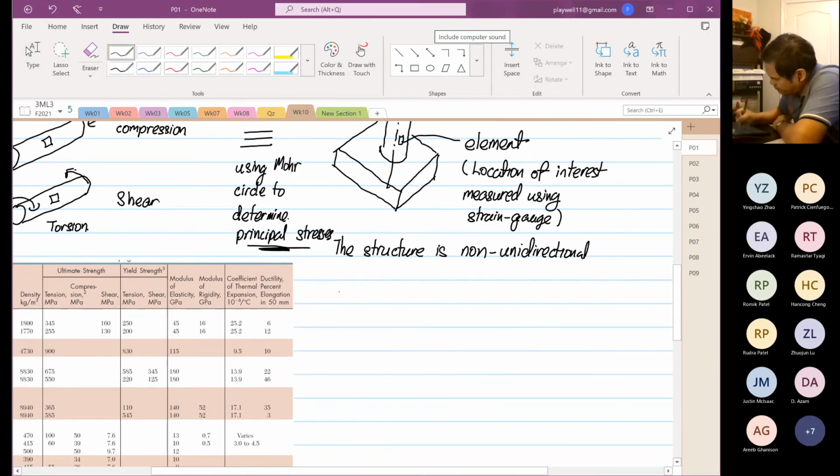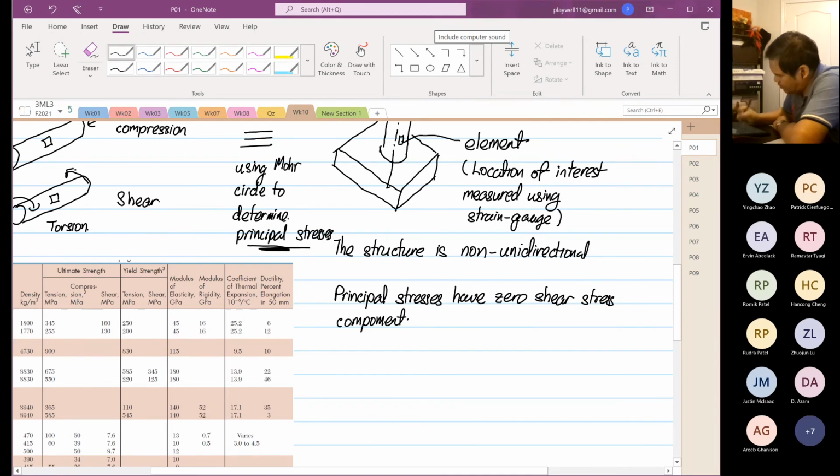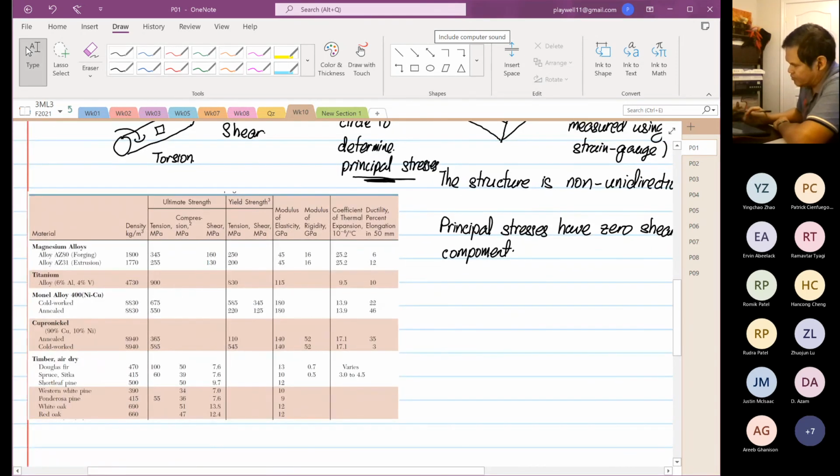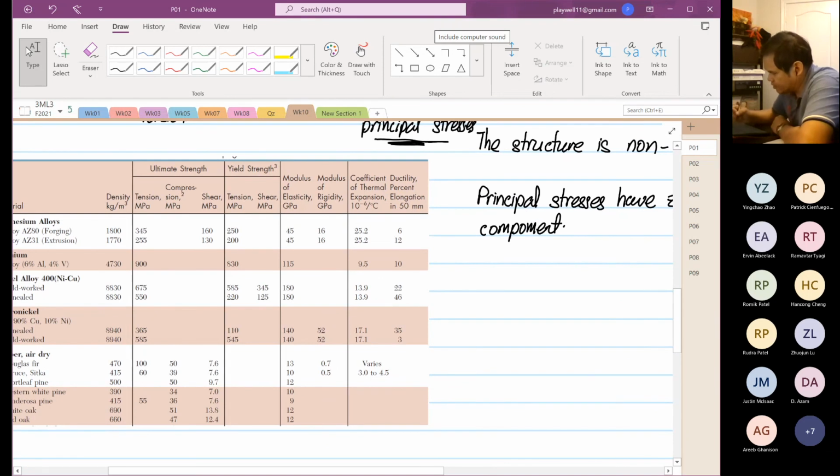So principal stresses have zero shear stress component. Okay, so what you see down here, okay, let's ignore the ultimate strength. Okay, let's focus on the yield strength. Okay, so what you see down here, they are all your principal stresses.